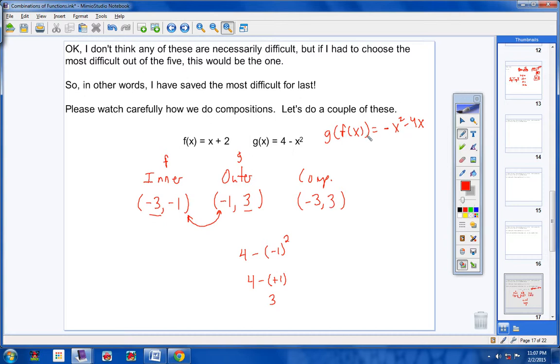Let's see if it does. Here's your composition. Let's put negative 3 in for x. You square negative 3, you get 9, but there's a negative sign here, so negative 9. Negative 4 times negative 3 is positive 12. Combine those and you'll get a 3, which is what you're supposed to get. So that's something to think about. That will help you solve some problems later on when we're dealing with composition. Okay, let's continue on to something else.